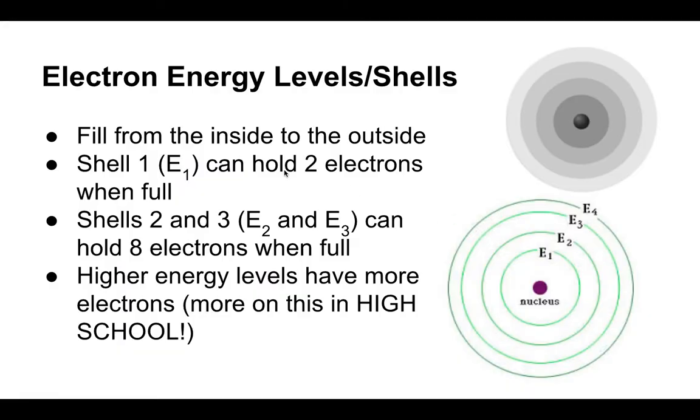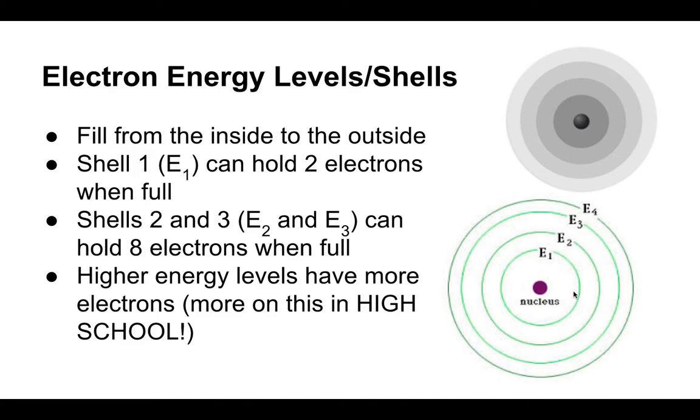Valence electrons are in the outer energy level. So I need to tell you a little bit about energy levels, which can also be called energy shells. First of all, electrons fill these shells from the inside out. So the first shell that electrons will fill is energy level 1. And energy level 1 can hold up to 2 electrons. So if an element has more than 2 electrons, like most elements do, then you would have to go on to energy level 2, which can hold 8 electrons.